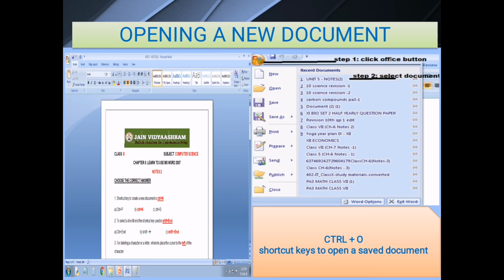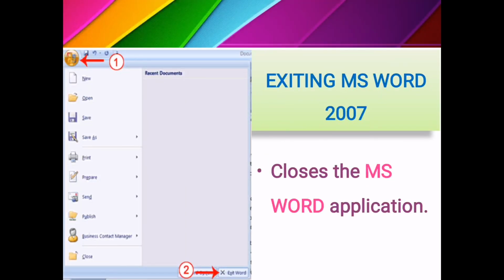Control O, Control S and Control N are the shortcut keys to use in MS Word 2007. Okay, the last one is exiting MS Word 2007. Exit means a full exit. For that also we choose the Office button menu option. From that, on the right side it will display the Exit button. If you give exit, the whole application gets closed, not the particular document.